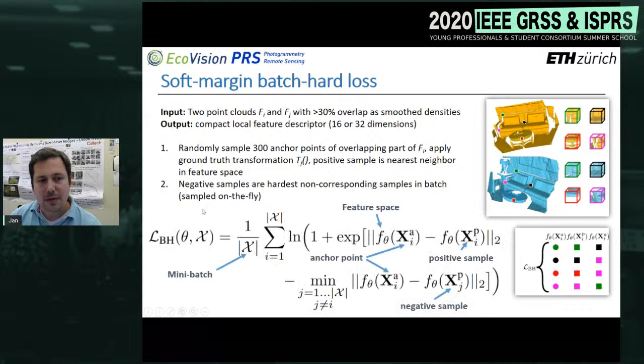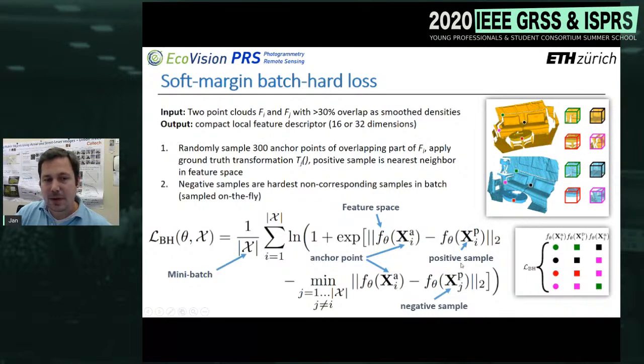The interesting part is now this loss function, which is this soft margin batch hard loss, where we have the anchor points here and here. So this is what we also see here. The round points are the anchor points, and again here, top right, are the anchor points. In this part here, we have the positive samples, and we try to minimize the error in feature space between the anchor points, these ones, and the positive samples, these ones here. So we minimize the error between this part of the point cloud and the same place seen at this location and this one.